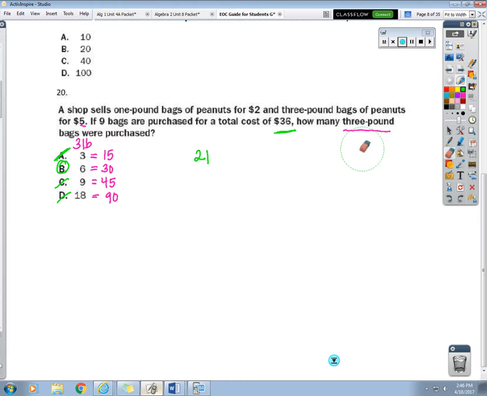Now, I know you're not going to do it this way. I just want to show you a quick reminder of the way we would have solved this back when we did Unit 2. We would have set up a system of equations. We would have called the 1-pound bags X and the 3-pound bags Y. And we know that between the two different types, she bought 9 bags. We also know that the 1-pound bags are $2 and the 3-pound bags are $5, and we know when money is involved, she spent $36.